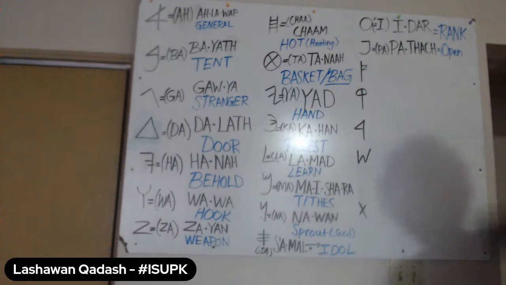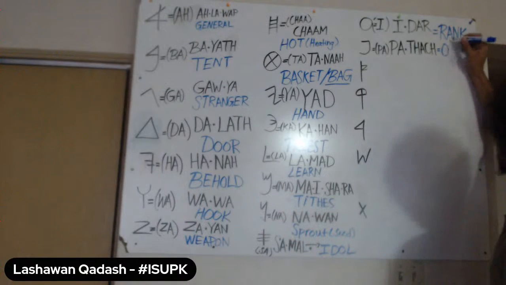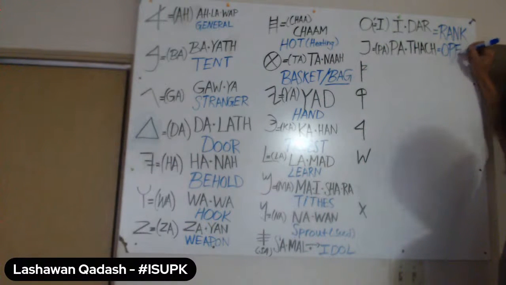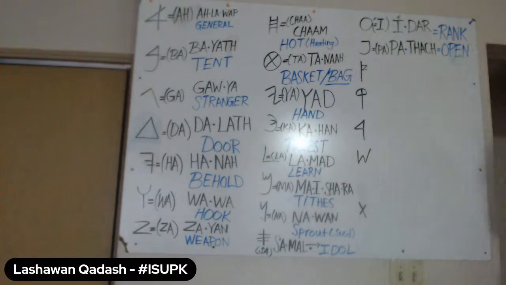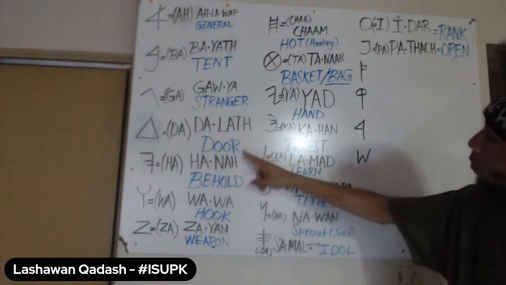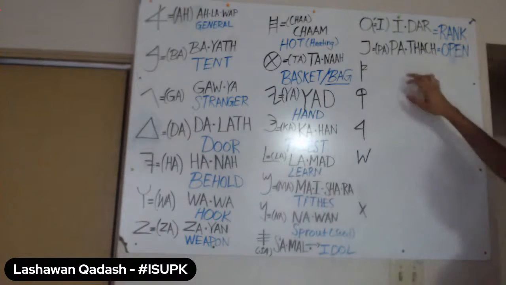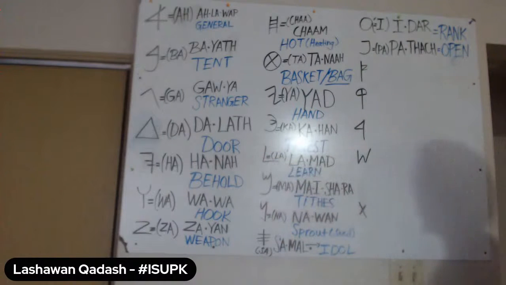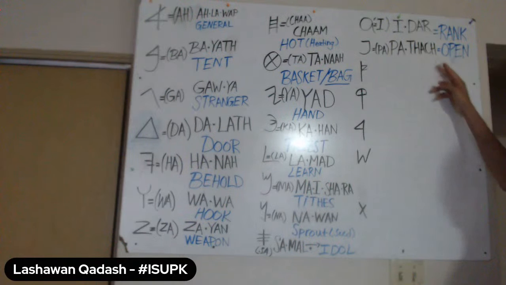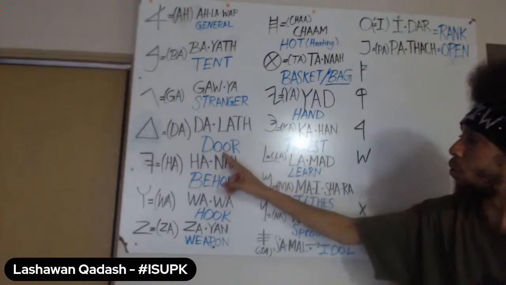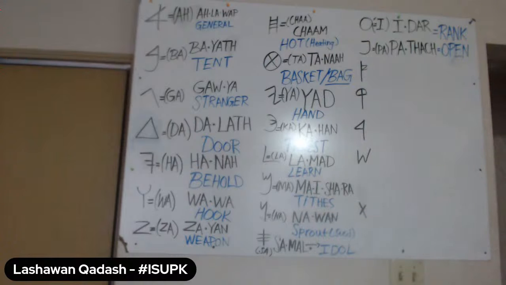Let me just write it a little bit bigger. Open. All right? Open. Like you open the door. So for example, this word means door. This means open. So you would say pathak dalah. Pathak dalah means open door. Okay? Pathak, open, dalah, door. Pathak dalah, open door.